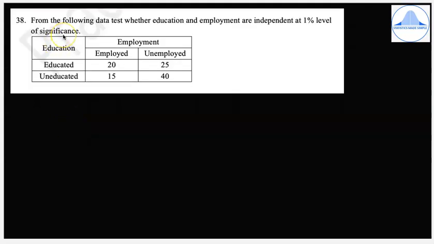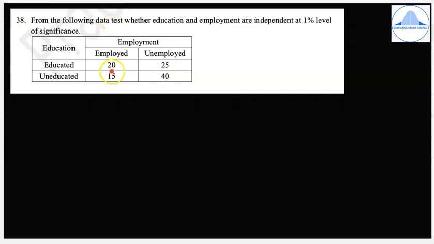38th question. From the following data, test whether education and employment are independent at 1% level of significance. So they have given us a 2 by 2 contingency table where the two attributes are education and employment, which are divided into two classes, educated, uneducated, employed, unemployed respectively. And the cell frequencies are 20, 25, 15 and 40.